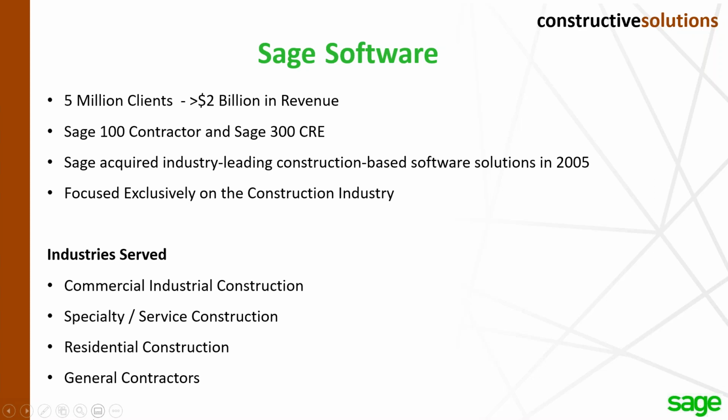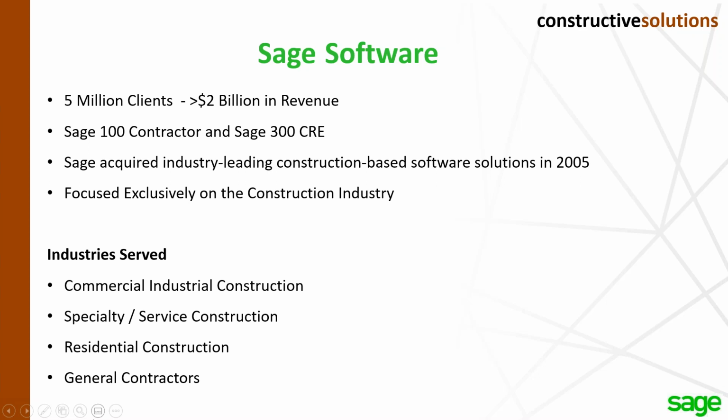Sage acquired both 100 Contractor and 300 CRE in the 15 to 20 year ago timeframe. 300 CRE was a product that we started selling in Canada back in '99, known as Timberline, and in '05, Sage purchased that, and we became a business partner of Sage's when they purchased and rebranded that particular piece of software. Sage 100 Contractor was a US product called Master Builder, developed by Intuit, and Intuit decided to get out of the construction game back 20 or so years ago. Sage purchased that product, rebranded it as 100 Contractor, and then with our assistance, we developed a Canadian version to start selling back in the spring of 2013.